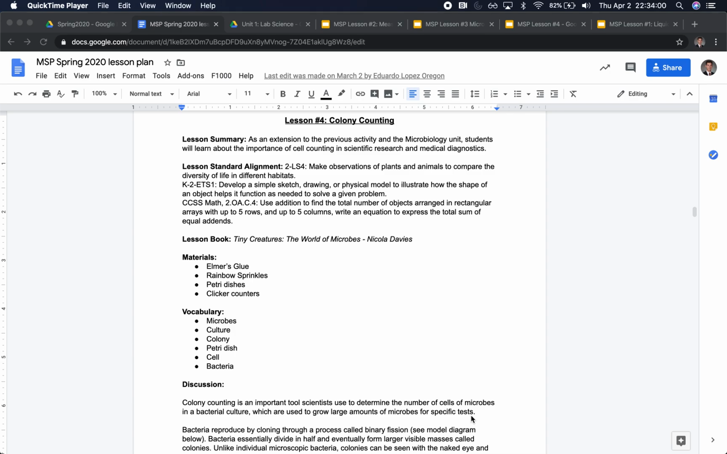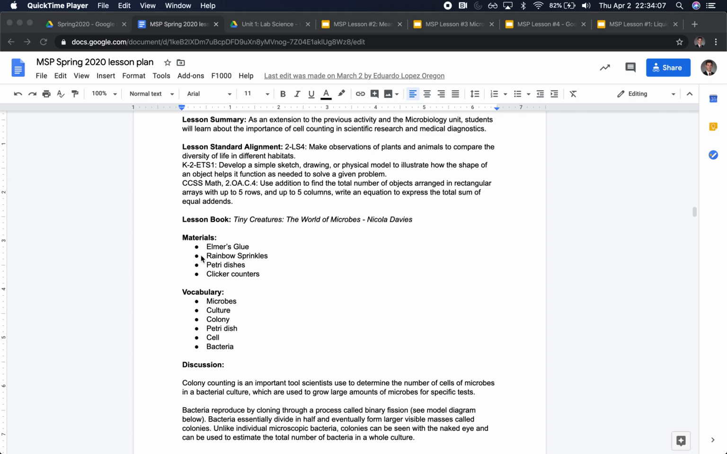I prepared the materials a couple days in advance and the glue wasn't dry. So the first thing you need to do is get the petri dishes and pour about a centimeter of glue in them. Let the glue settle and go all around the bottom of the petri dish, and then add the rainbow sprinkles. These represent bacterial colonies that grow on the petri dish. You have to put a handful of sprinkles, but not too many, because the glue makes the color of the sprinkles bleed out, and it makes it really hard to count.